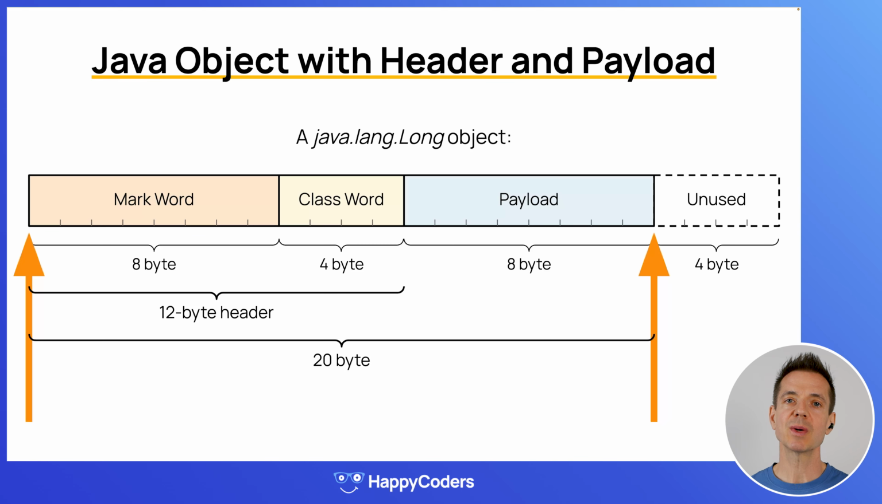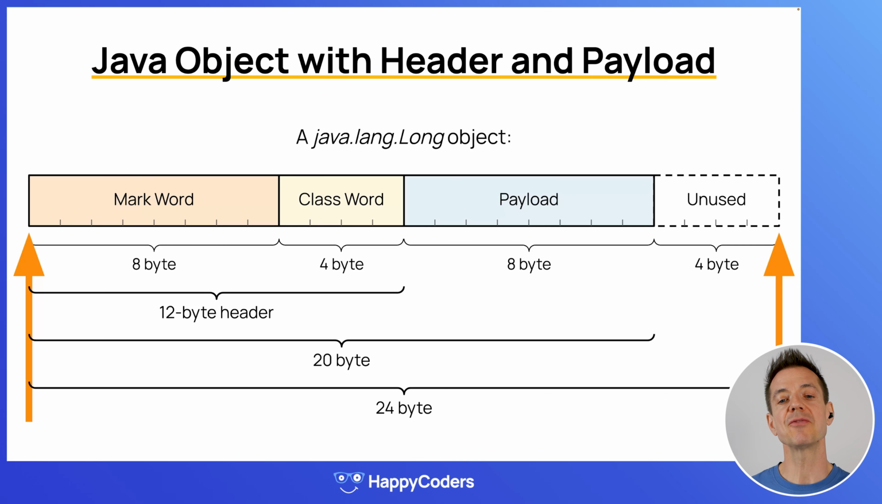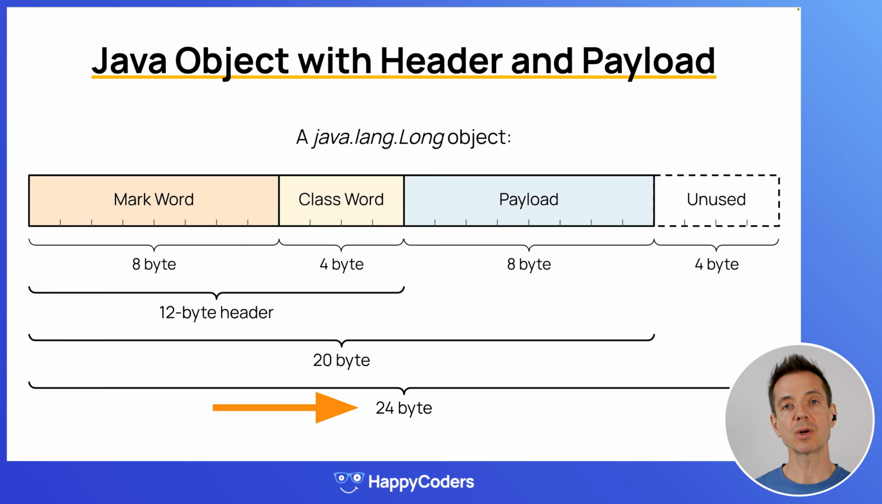But objects always lie at memory addresses that are divisible by 8. That means if the address here at the front is divisible by 8, then the next address divisible by 8 is not 20, but 24 bytes after the start of this object. And that's why we end up with 4 unused bytes at the back. So in total, 24 bytes are occupied. The header takes up 12 bytes, meaning 50% of the total memory footprint of this object.